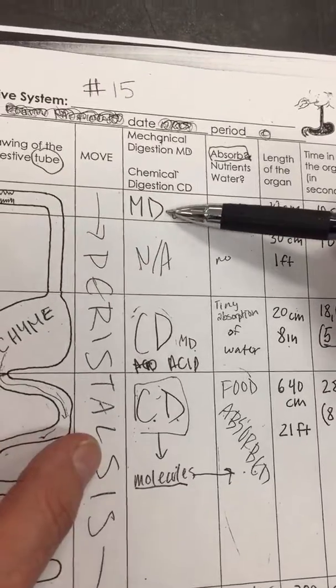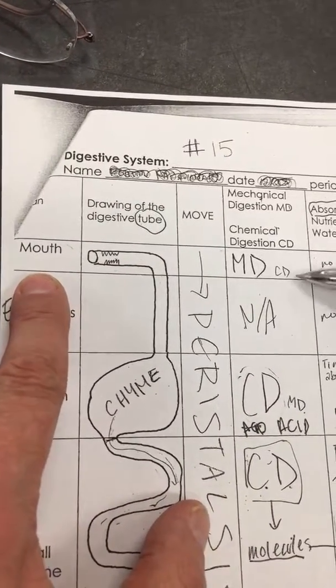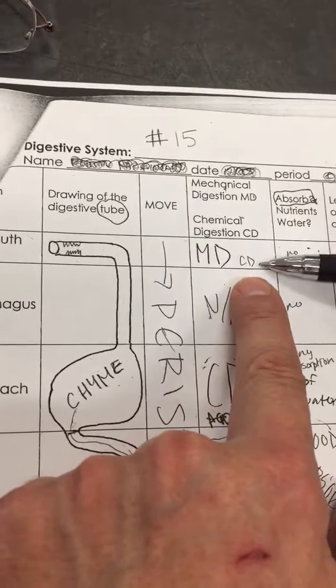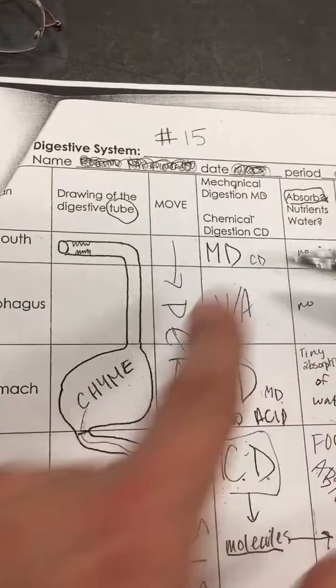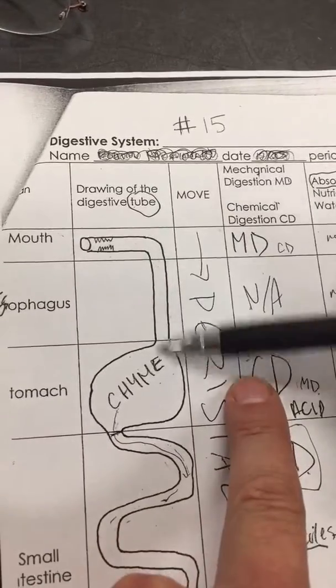So in the mouth, we know the teeth are there, so that's mechanical, mostly grinding up the food. But there is a little bit of chemical, because saliva has some chemicals for digestion. The esophagus does nothing in terms of digestion. It just passes the food down.